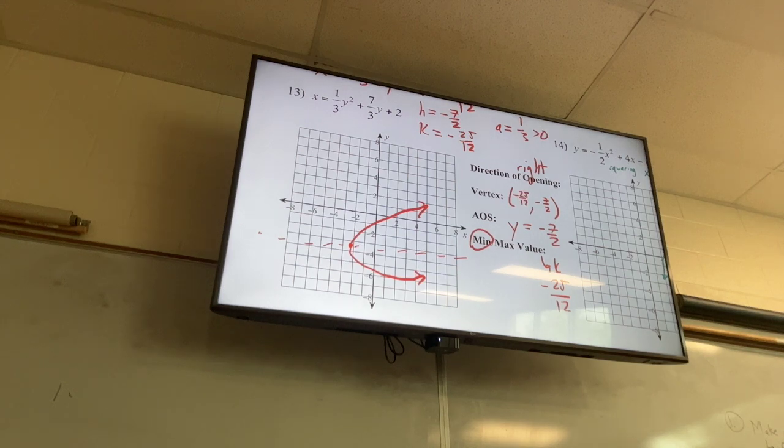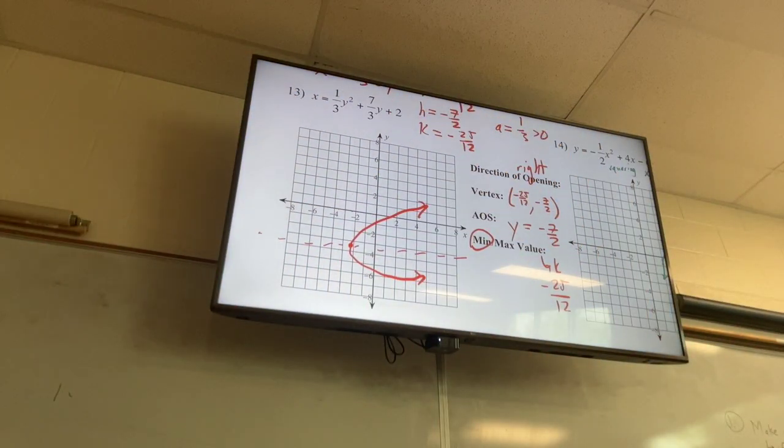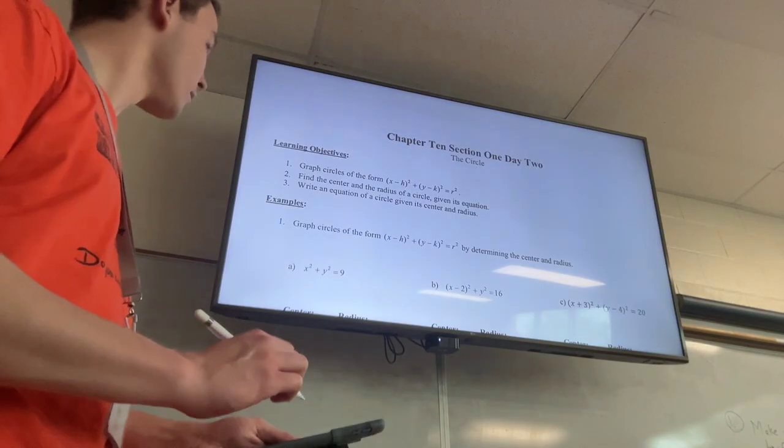Where's the paper notes? They're going to be next to Ava. Is there paper notes? Oh my god.